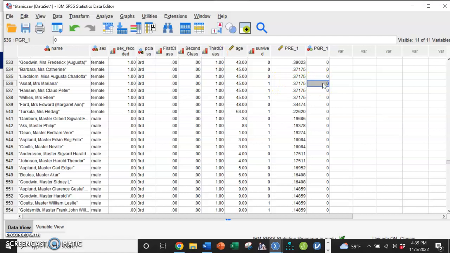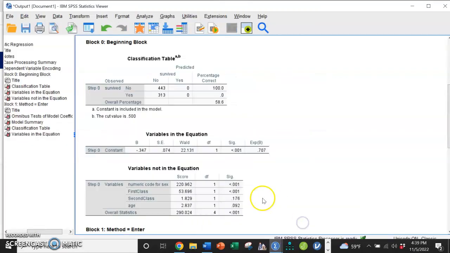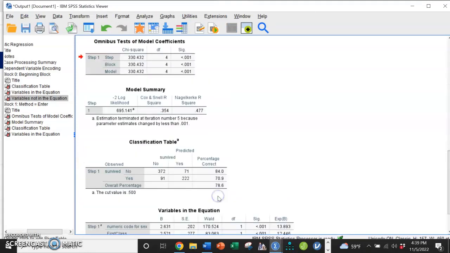So we can see that not everything is as accurate as we hope, but when we look back at our output, when we scroll down to here, we're still predicting 78.6% of cases, percent of passengers, correctly. But there is still some error in this model.